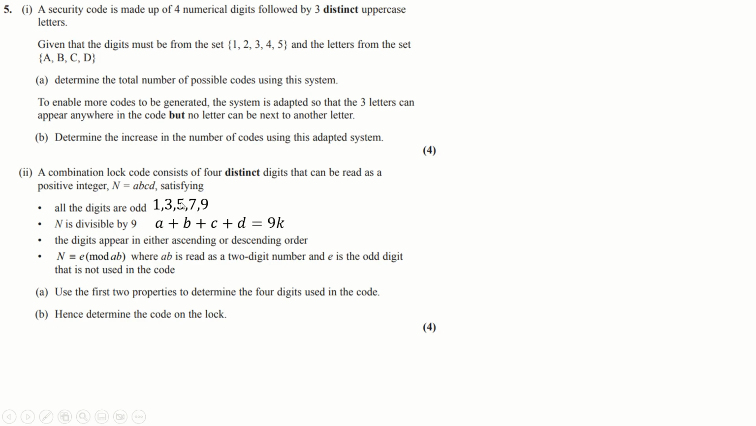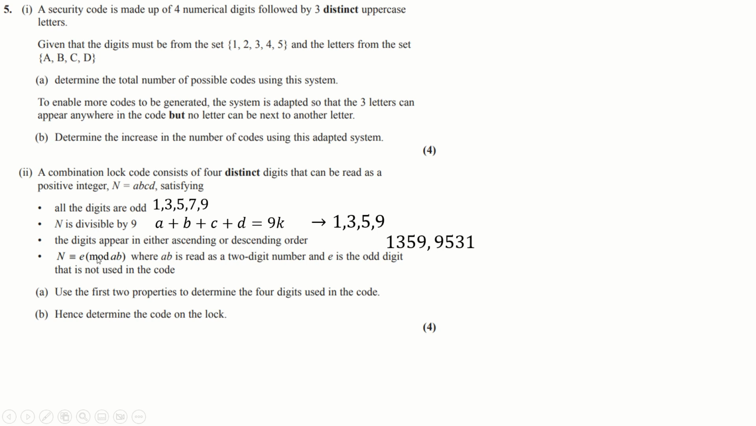And now just choose 4 of these numbers in turn. So maybe just ignore the 1, add the rest of them up. Do they make a multiple of 9? No. Take away the 3, add the rest up, because they all have to be different, right? Do they make a multiple of 9? No. Actually, the only one that does is 1359, which means if the digits appear in either ascending or descending order, the only codes that you're allowed here are 1359 or 9531.